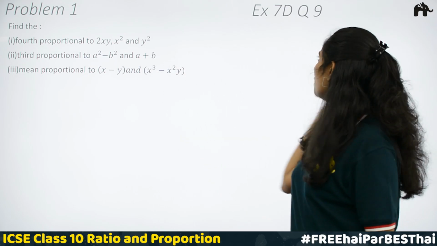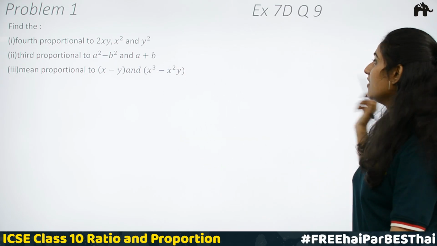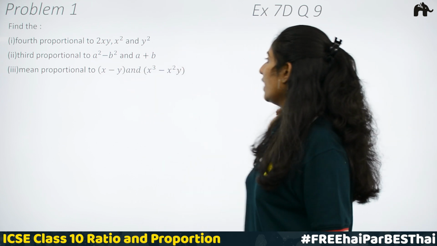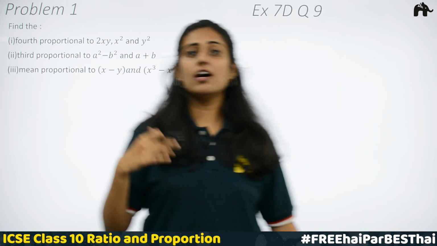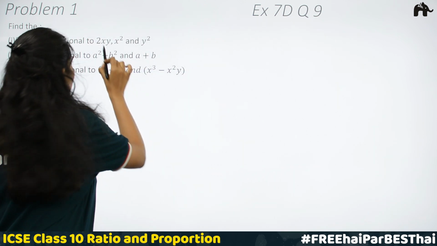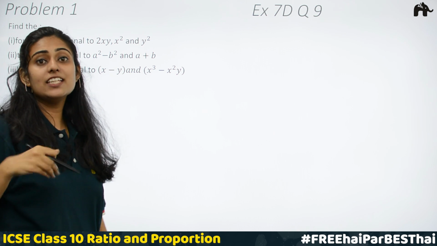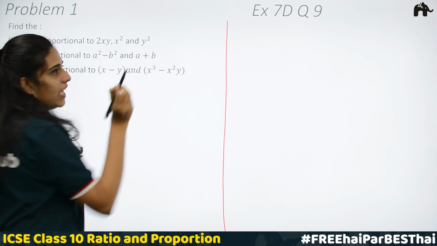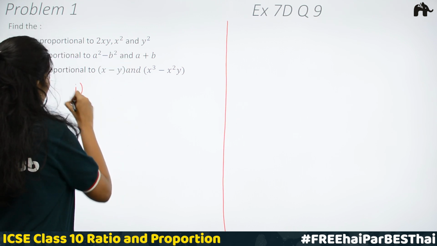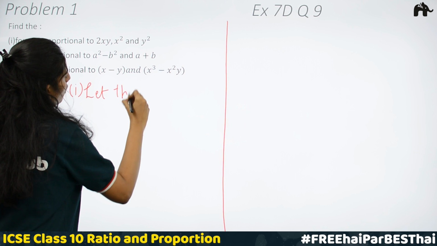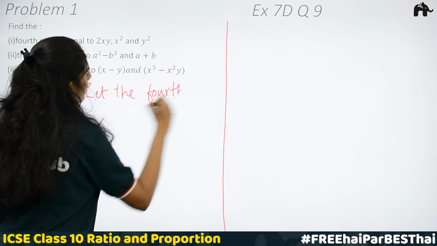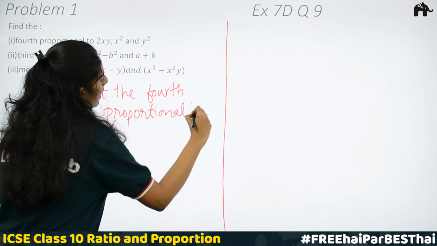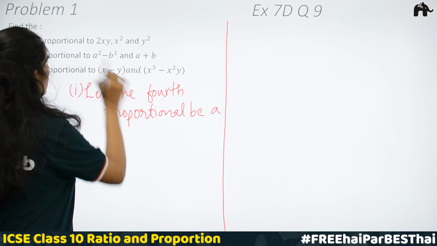Here we have our first problem, question 9 of exercise 7D. Find the fourth proportional to 2xy, x square and y square. If we don't know a value, we take it as x. Here we already have x, y and all, so we can take the fourth proportional as a. Any variable except x and y. For the first question, let the fourth proportional be a. Okay. How can you write this now?